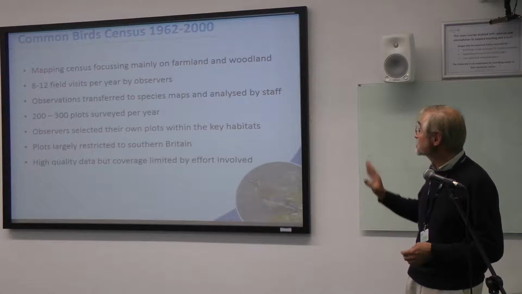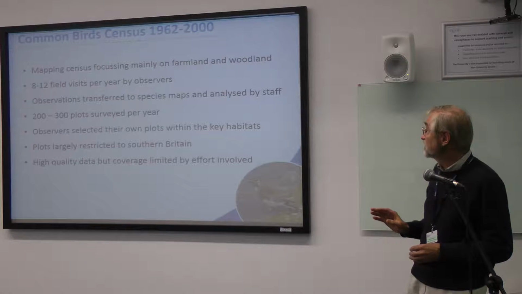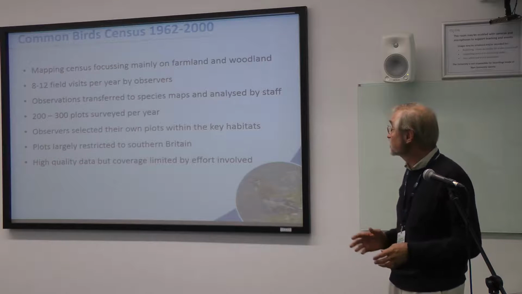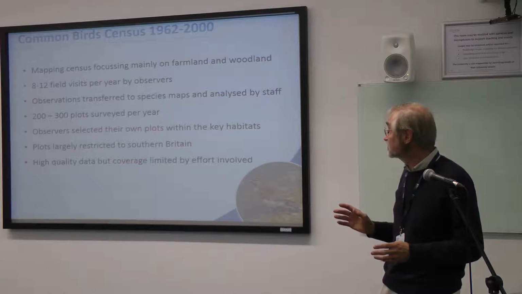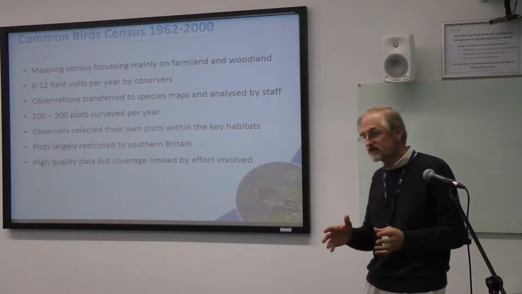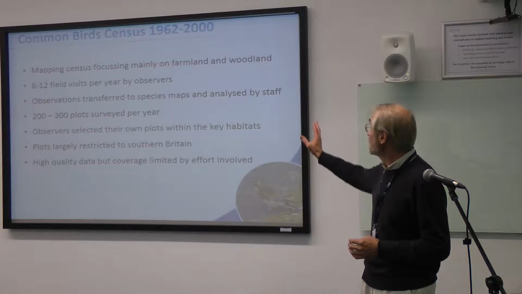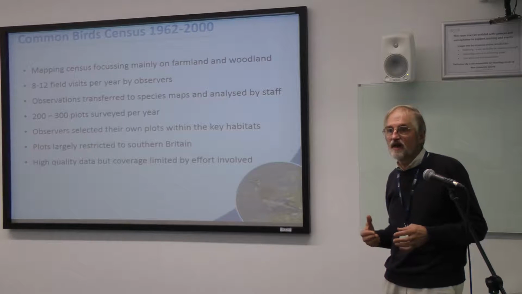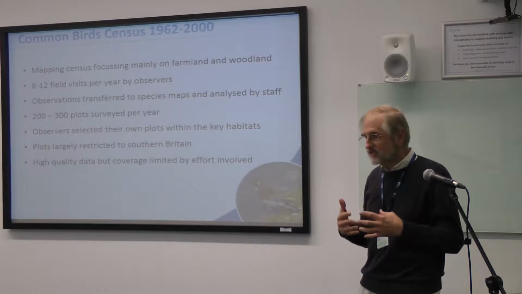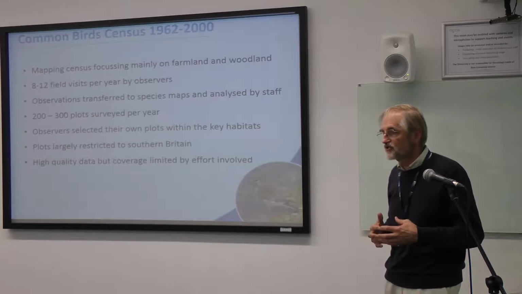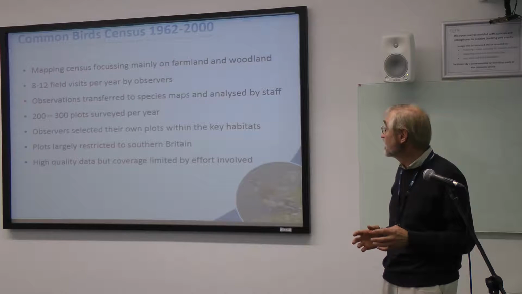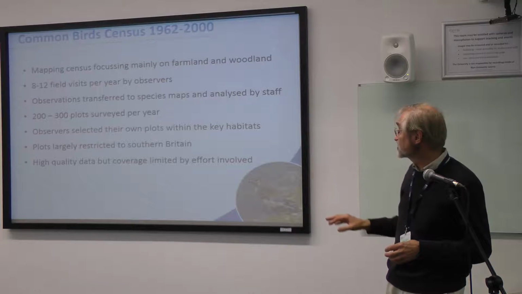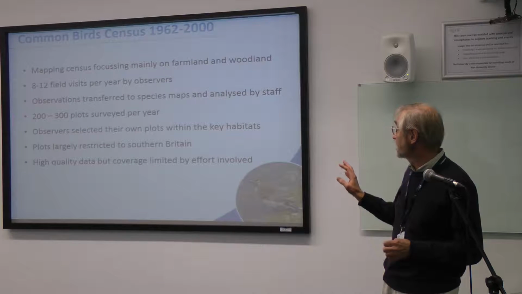So the CBC was a mapping census focused on farmland and woodland. It involved a huge amount of field work. Somebody taking on one of these sites would do 8 or 12 field visits, during which they'd map every single bird that they saw. The observations were then transferred to species maps. There was quite a complex, but maybe not statistically repeatable, process through which territories were delineated by expert staff analysts. We were surveying 200 or 300 of these plots every year.